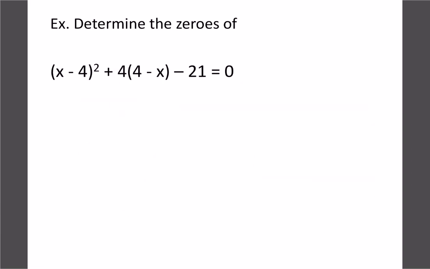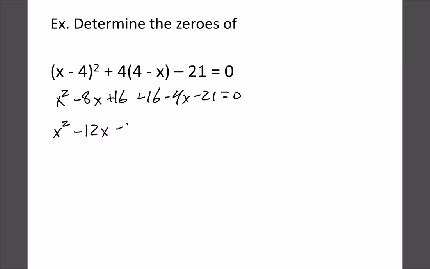Okay, here's another one. Let's do this one by foiling out. So we'd have x squared minus 8x plus 16. Then we get 16 minus 4x. So if we simplify all that, we would get minus 12x. We'd have 32 minus 21 would be 12. Is that right? 16 minus 21 would be 5. Oops, it would be 11.